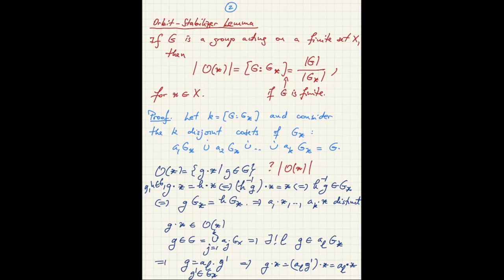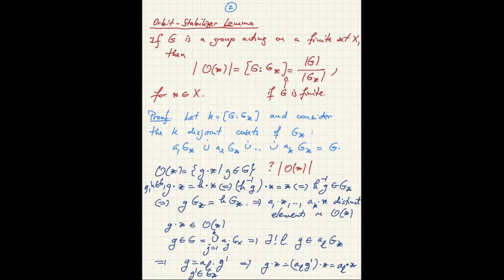So with that in mind, because the cosets a_1 G_X, a_2 G_X, and a_k G_X are all distinct, that means that these elements of the orbit of x, a_1 acting on x all the way to a_k acting on x, are distinct elements in O(x). And it turns out that these are all the distinct elements in O(x).